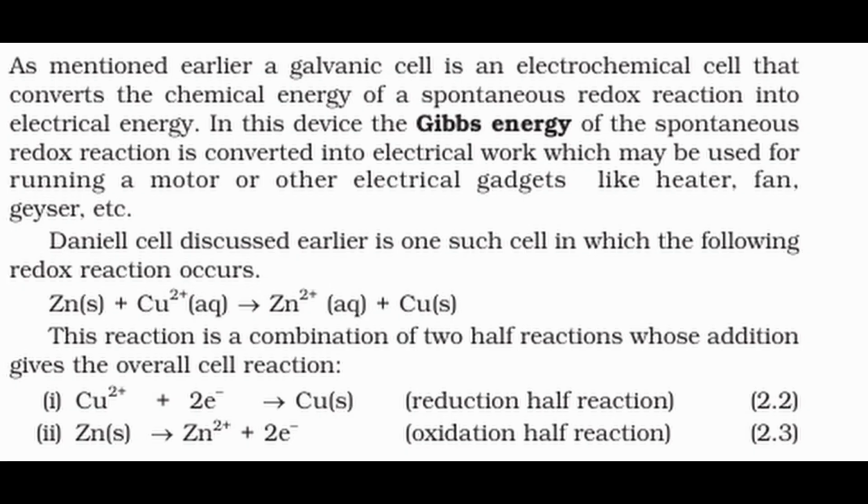These two half reactions occur in different regions of the cell called half cells or redox couples. The copper electrode, where reduction occurs, is called the reduction half cell, while the zinc electrode, where oxidation occurs, is called the oxidation half cell. On the same pattern as the Daniell cell, we can construct many galvanic cells by combining different half cells.